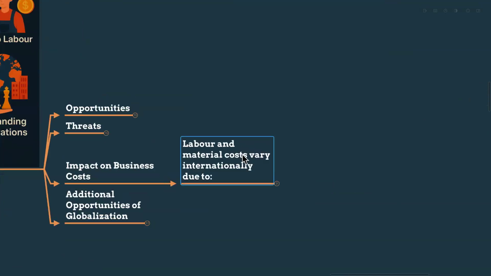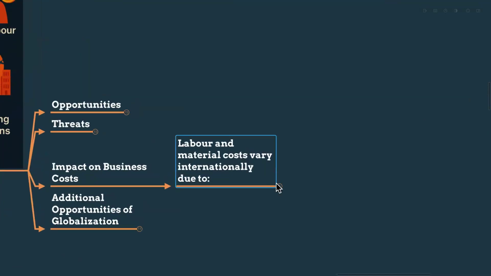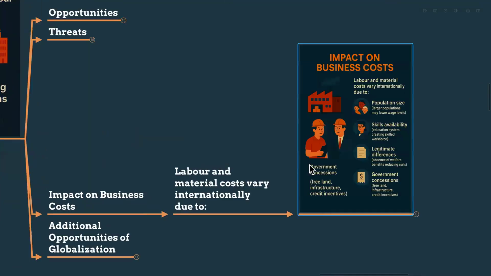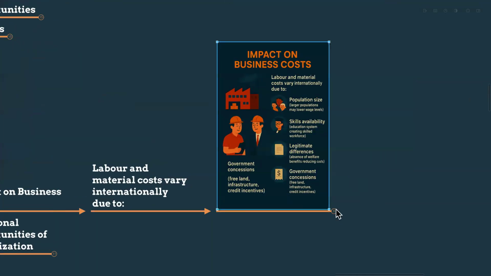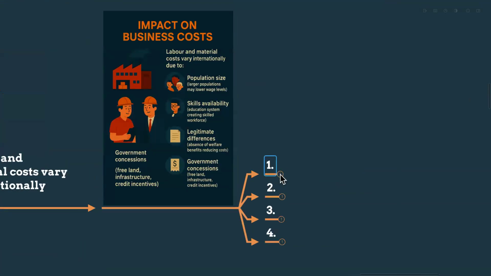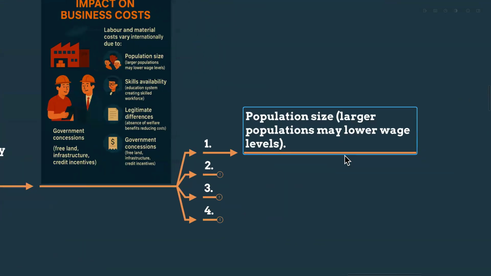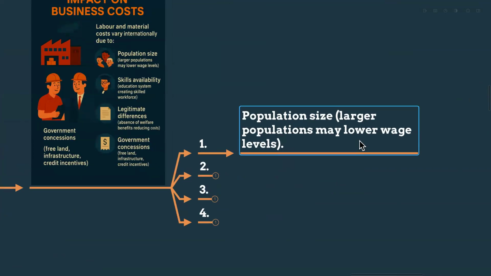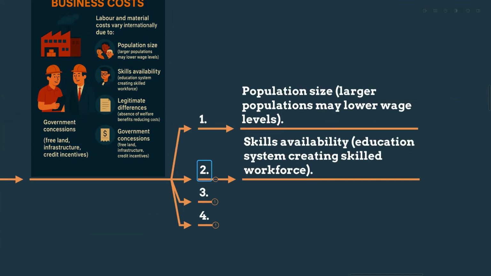And it has an impact on the business cost as well. The labor and material costs vary internationally, right? Because of the population size, skills availability, so many things. Larger populations may lower the wage levels. That's what is in China as well as in India: because the population size is larger, there's a huge supply of labor, less demand, then low wage levels.